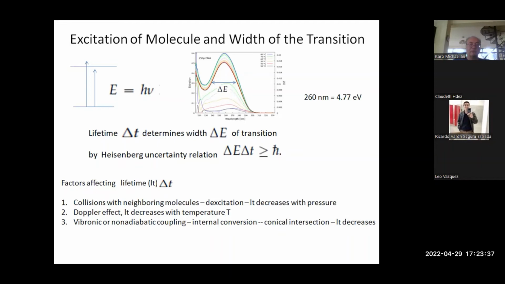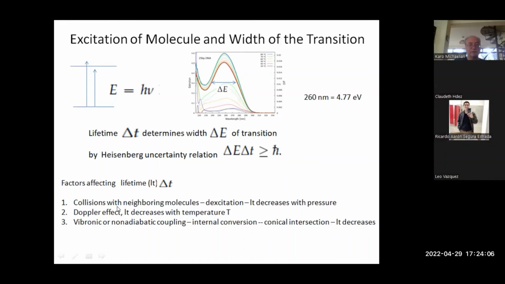We also have the Doppler effect. So the lifetime also decreases with temperature. In fact, with the Doppler effect, because of the movement of the molecules, this delta E here will be greater because there exists this Doppler effect. So a greater delta E means a shorter lifetime delta T.